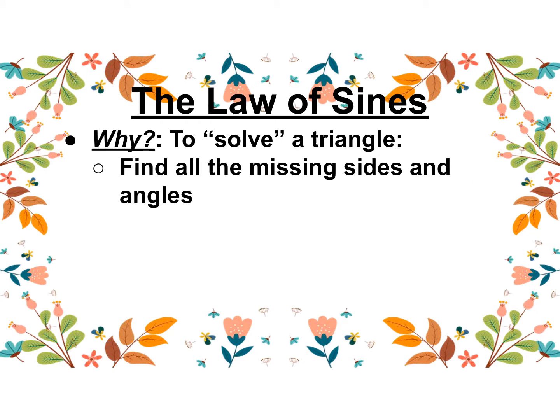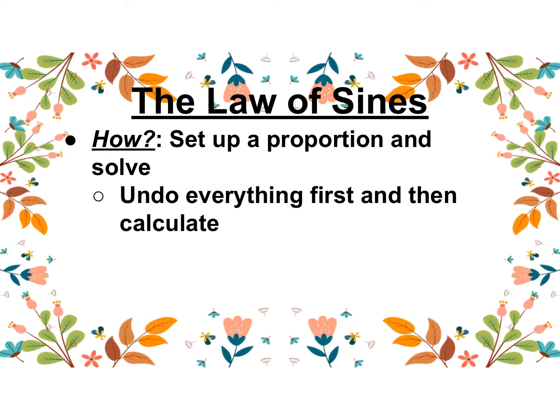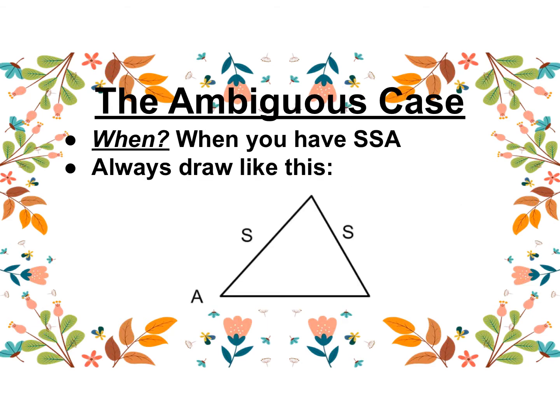With the law of sines, we do it so that we can solve a triangle. Solving a triangle means finding all the missing sides and angles. And how do we do it? We set up a proportion and we solve. And I'm going to ask you to undo everything first. Undo all of the algebra and then pick up your calculator. And we'll look at an example in doing law of sines once we get into this ambiguous case.